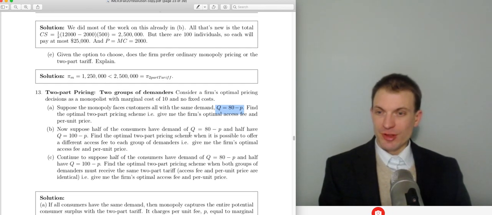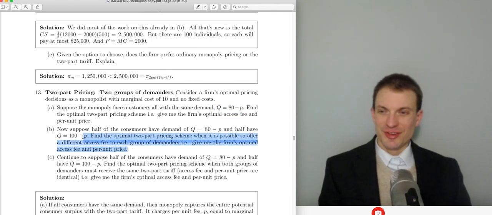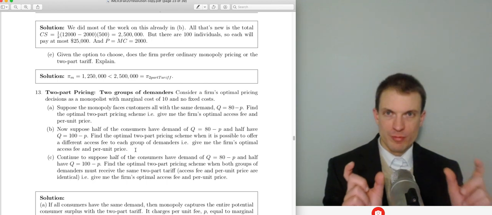Now, suppose half the consumers have this type of demand, half have the other. Suppose we can offer a different access fee to each group of consumers. Give me the optimal access fee and per unit price. This is like where you have two different groups of demanders, but I can give them their own two-part tariff.